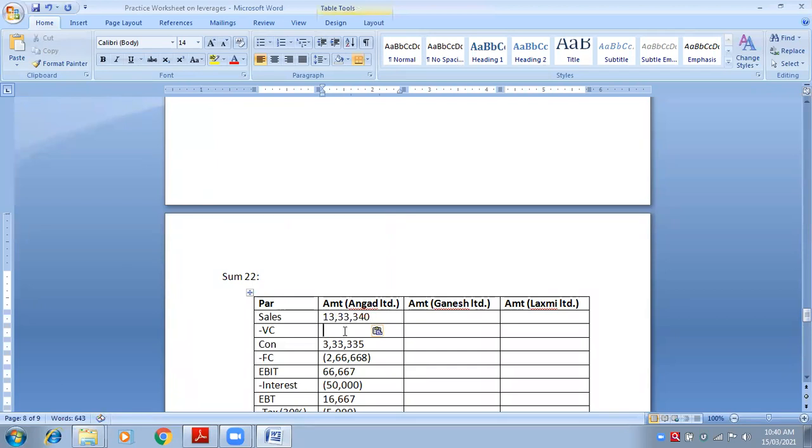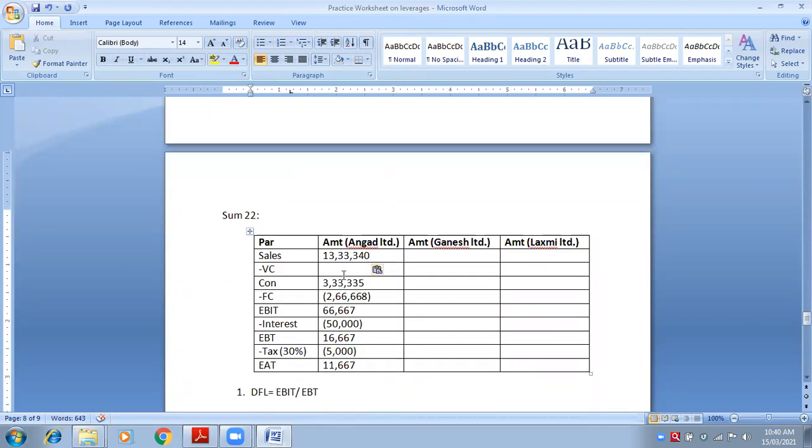So how will you find out variable cost? Sales minus contribution. It will give you variable cost. Tell me what is variable cost. Sales is 13 lakhs 33,340. Ma'am, it is 333, not 340. Okay, no problem. So 13 lakhs 33,333 minus contribution 3 lakh 33,335. So how much is your variable cost?